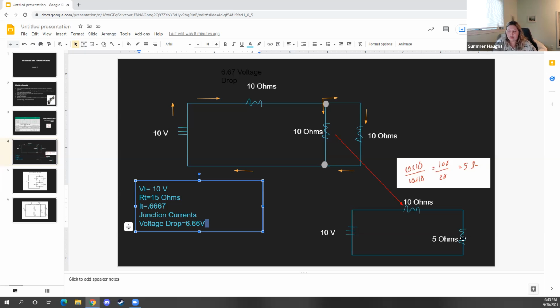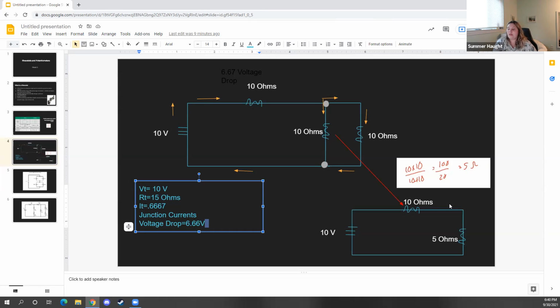So the way that they calculated that was by, we know that the total current is 0.6667, because it says it right here, and we calculated it by doing 10 over 15. But if we only wanted the voltage drop at the 10 ohm resistor right here, we only want to consider the 10 resistance. So we would do 0.66 times 10, and that's what gives us 6.66. The reason we did 0.66 times 10 is 0.66 is our total current, and our 10 is our resistance at the 10 ohm.